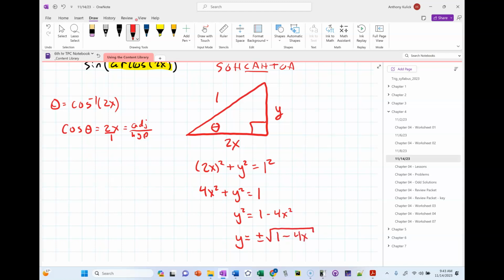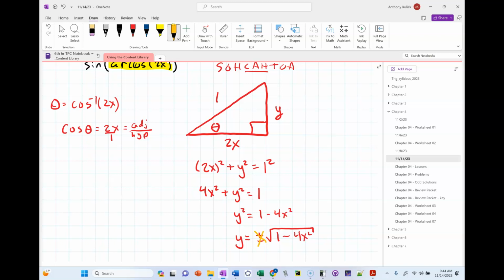But hold on a second, Mr. Kulik. What is y representing? It's a side length in a triangle, right? Can that be negative? No! So on these type of problems, we don't really have to worry about the plus or minus. It'll always just be positive because we're always going to be relating this to a side length in a triangle.